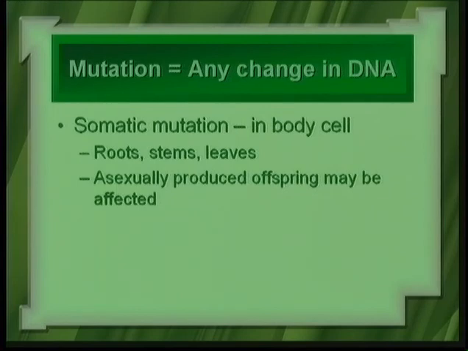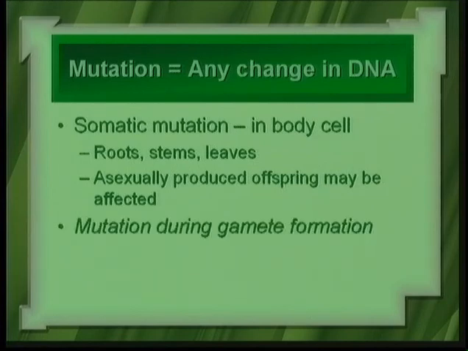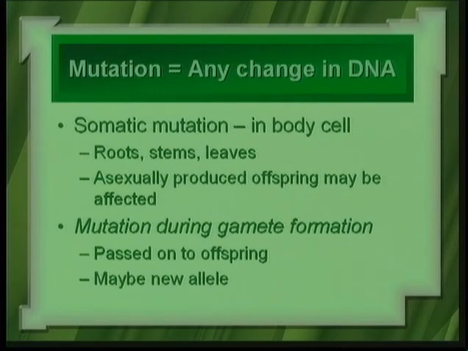When you have an organism that has 2 different types of body cells, that's called a chimera. Okay, a chimera in Greek mythology was an animal that was a composite animal made up of different parts of different kinds of animals. Okay? Now sometimes when you have a mutation that happens during gamete formation, you can also have this mutation being passed on to its offspring. And maybe you can have a new allele, okay, in a population.